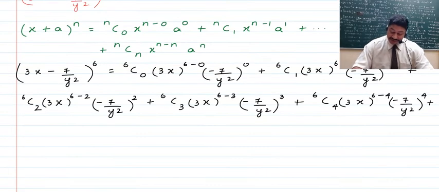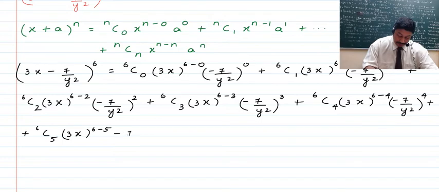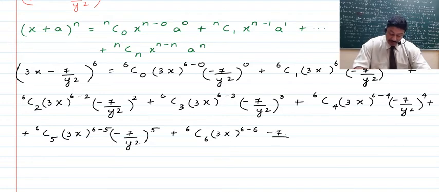And then after this we have two terms next. So next, I'd like you people to quickly tell me what the next term is going to be. I'm going to write, and before I write, just try telling. Very good. Now the last one, we will all write it together. That is 6C6 (3x) raised to the power 6 minus 6, times (−7/y²) whole raised to the power 6, right?